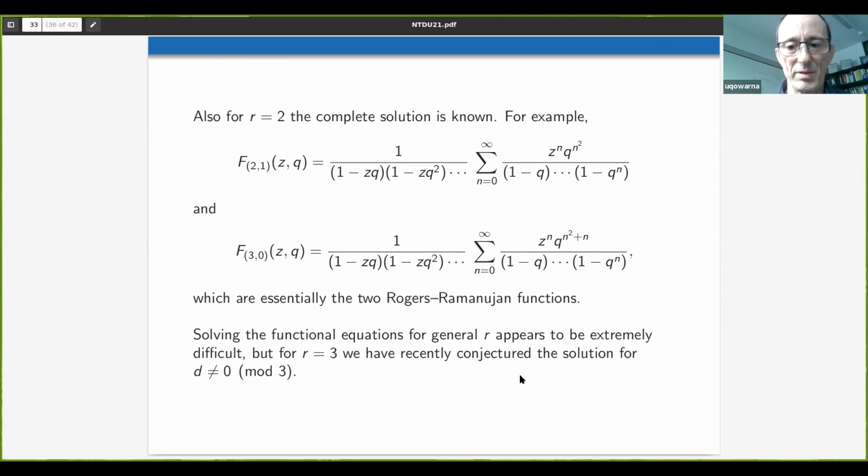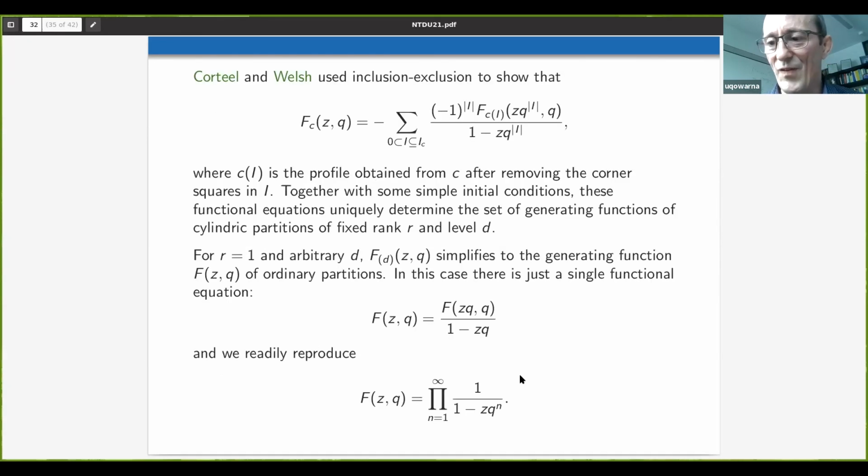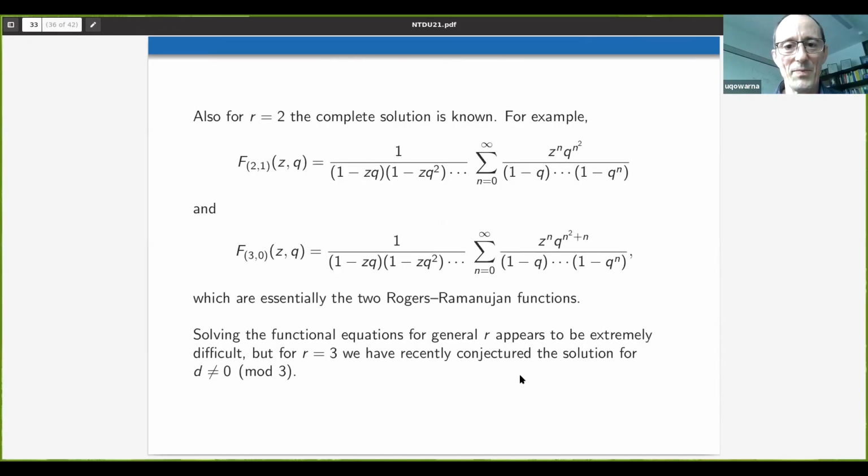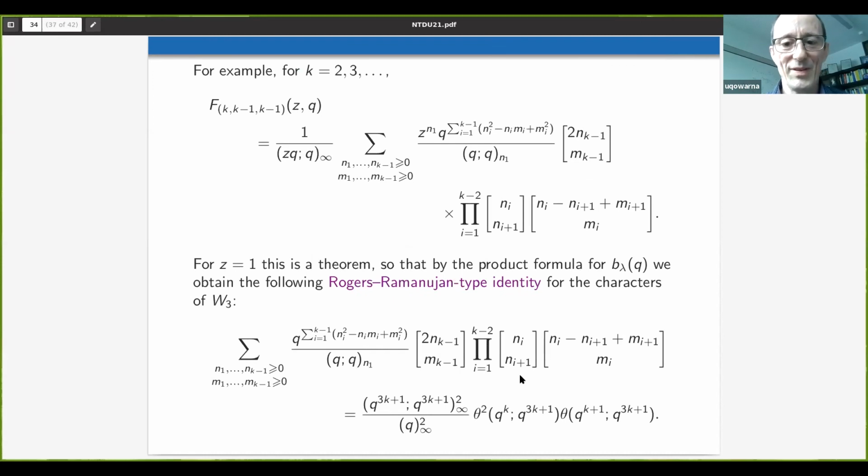So this is still unpublished, but in any case, I have the solution, but I can't even verify by hand that the solution actually fits these functional equations. But you can certainly on the computer, for example, verify that the solution is correct. So that's what I did, of course. And well, these expressions look very complicated. So here is an example. So you can see now I have this profile contains 3 entries, because that's the rank 3. And the sum of these entries, that's the level.